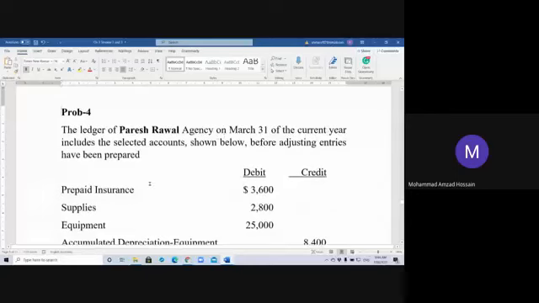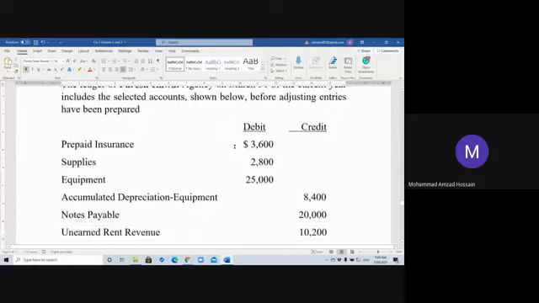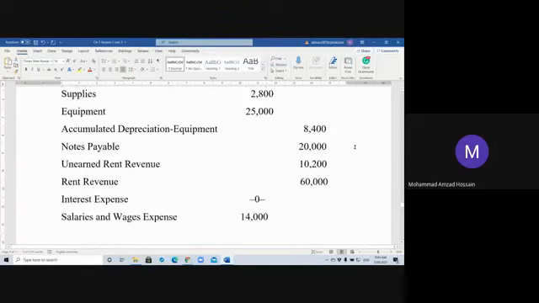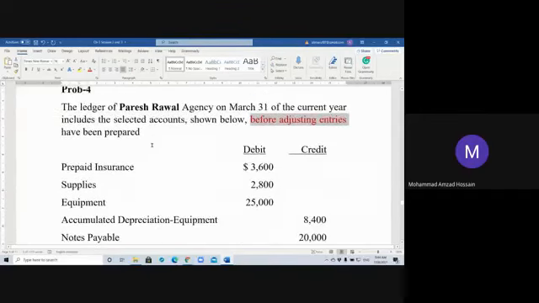Okay, Forest Rawal Agency, March 31 of the current year, includes the selected accounts shown below before adjusting entries have been prepared. So it is a trial balance which has been given for you, and it is before the adjusting entries. So my question is, is it an adjusted trial balance or a normal trial balance?